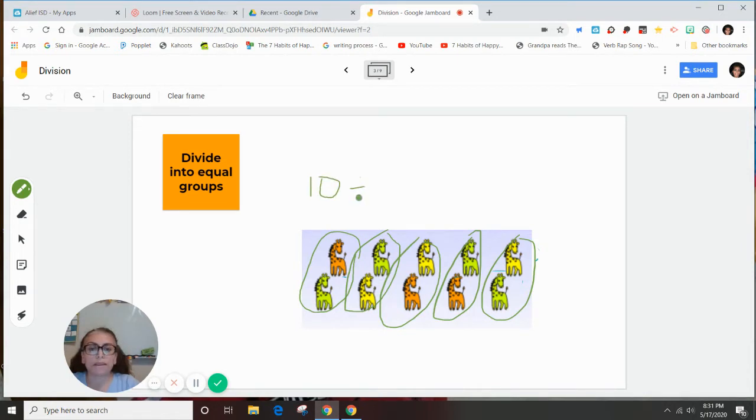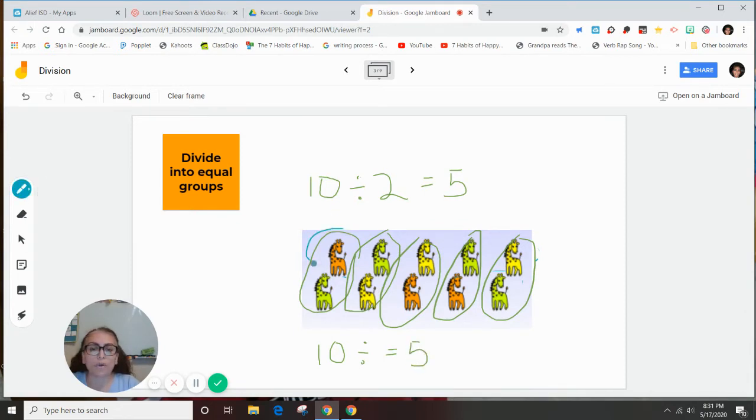divided, right? What if they're telling me divided into 2 groups? Then it's going to be 5 in each group, right? I need to know how many groups they want me to make to be able to share them equally in equal amounts. But if they tell me you have 10 giraffes and I want you to divide them into groups of 5, then we do what we did first, right?